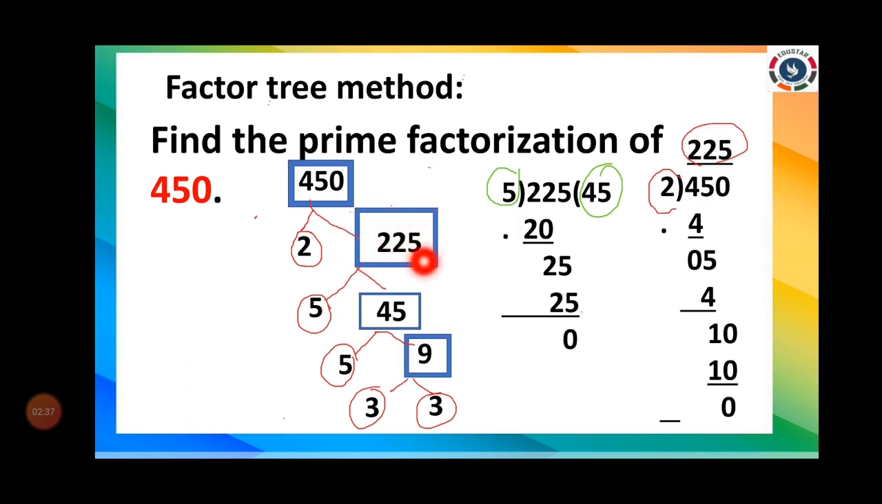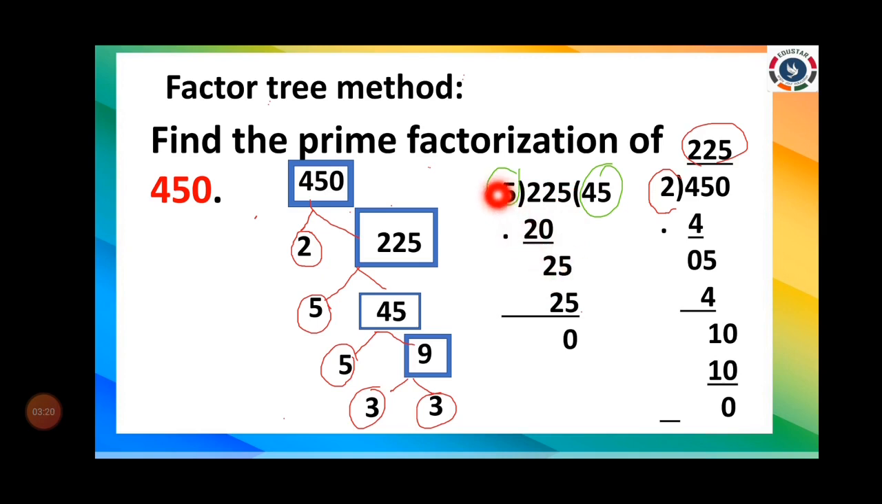Now see the number 225, it is a composite number. What is in the one's place? 5 is there. If the last digit is 5 or 0, you can use 5 to divide. So write 5 outside the box and write 225. First take 22 alone. In 22, how many 5s are there? 4 times. 5 fours are 20. Write 4 and then write 20 here. Then subtract: 22 minus 20, how much? 2. Then bring 5 down.